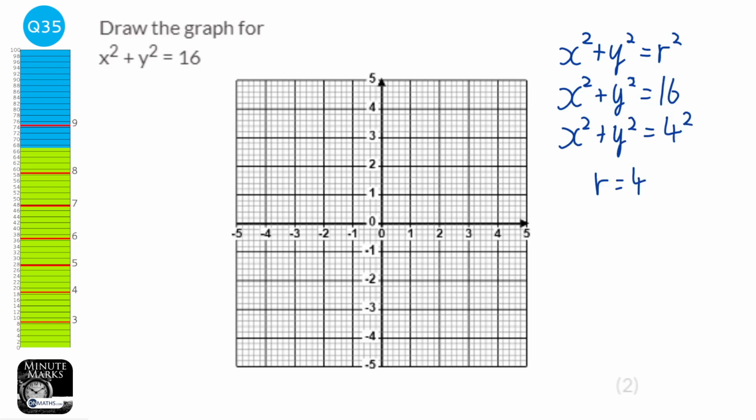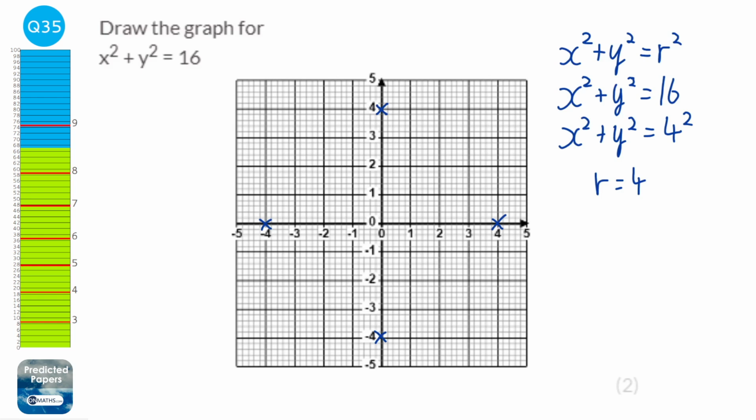Now this equation, the x squared plus y squared equals r squared, gives a circle with the centre at 0, 0, at the origin. So it means that the radius will be 4, so the circle will go all the way up here, all the way across here, all the way down here, and all the way across here. Now, I am really, really bad at drawing circles, and so what I would recommend you do is use a compass and measure out 4 and join these up. I'm going to try my best.